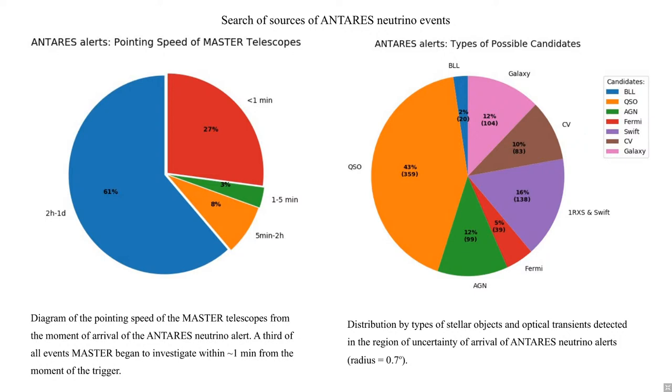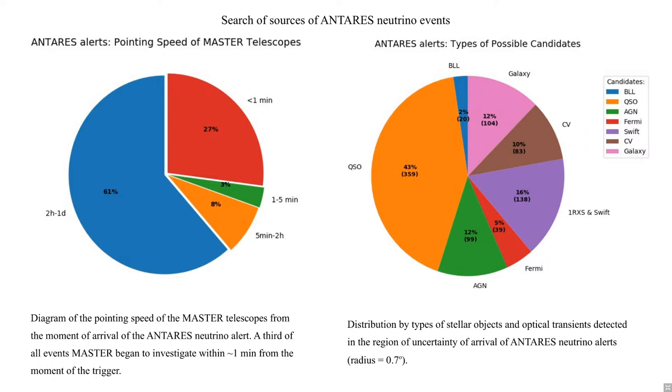On the MASTER telescopes, studies were carried out to search for the variability of blazars at times close to Antares triggers for the period from 2014 to 2021. Graph, the left diagram, shows the pointing speed of MASTER telescopes: the beginning of alert observation, first exposure time start from the trigger time. Approximately one-third of all events MASTER began to investigate within 1 minute from the moment of the trigger.